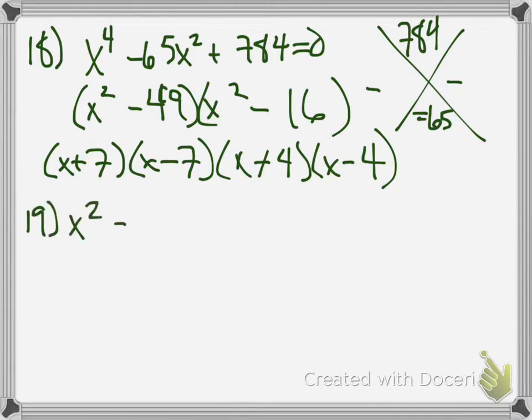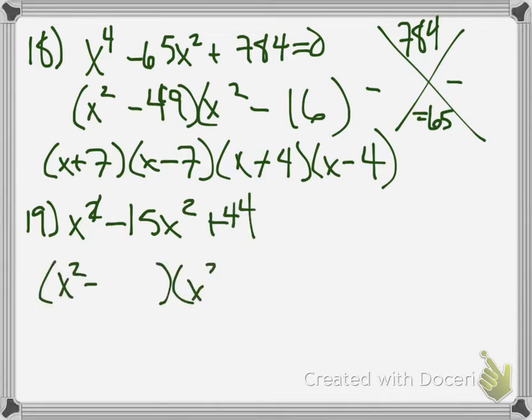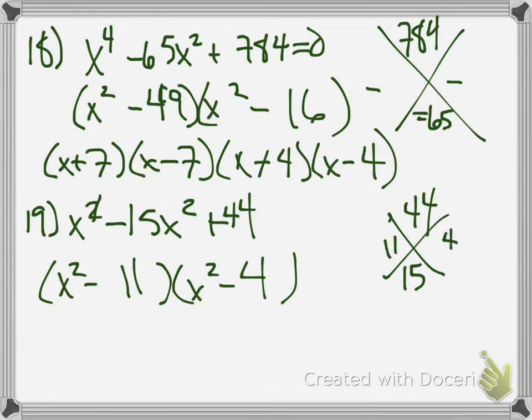If you look at this one, x to the fourth minus 15x squared plus 44. Again, x squared minus, I've got two numbers that multiply to give me 44 and add up to 15, which should be 11 and 4. This one I can't do anything with. Oh, these are equal to 0. So I'm sorry, these are equal to 0.